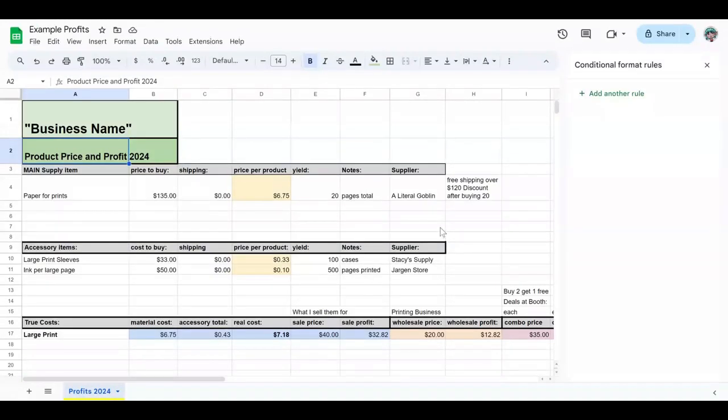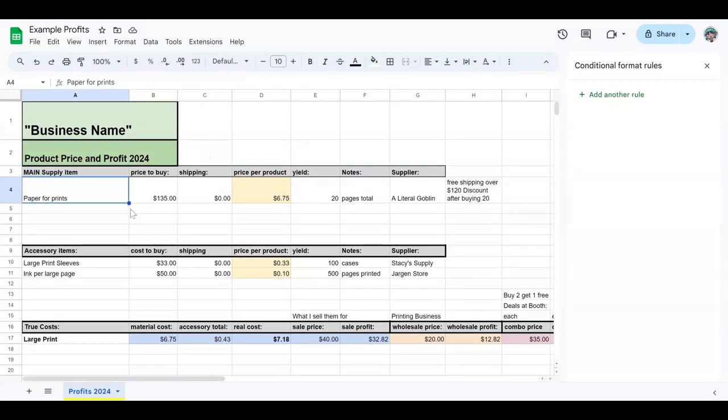All right, I'm going to go over how to calculate with a spreadsheet, Google Sheet. So this should help you understand this spreadsheet and the math that it does for you. I have this in two different sections.